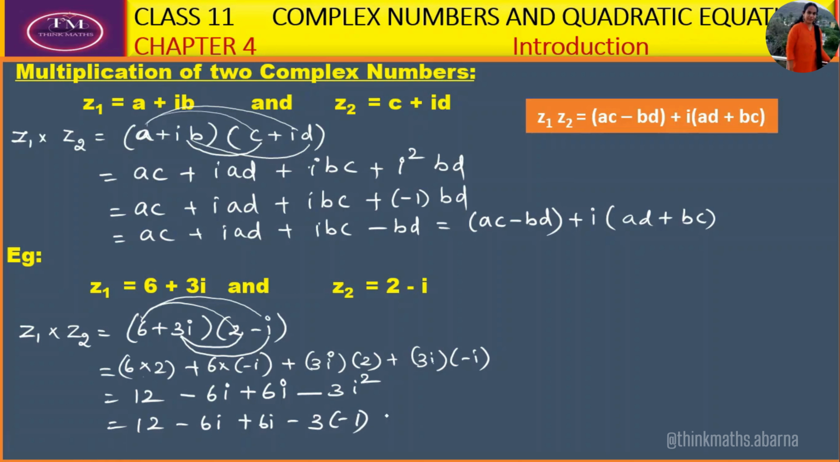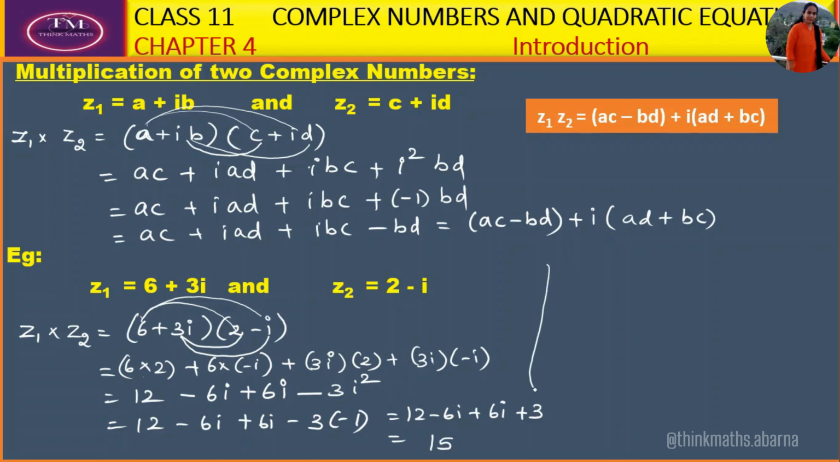Okay. So now we will get 12 minus 6i plus 6i, minus into minus, it is plus 3. Okay. So now minus 6i and plus 6i gets cancelled. So it is 12 plus 3, it is 15. Okay. So this is the result for 6 plus 3i and 2 minus i.